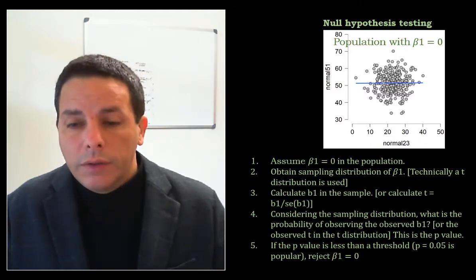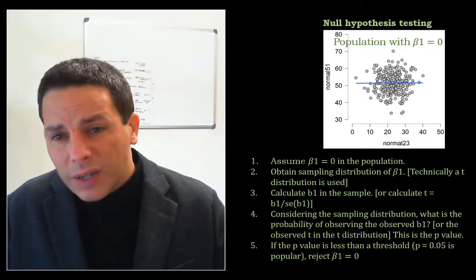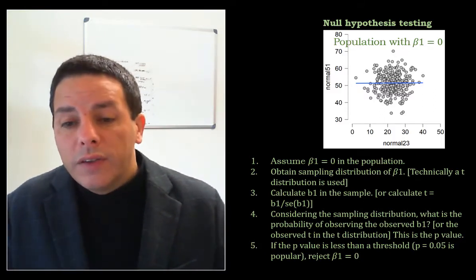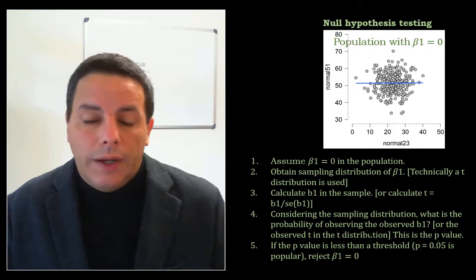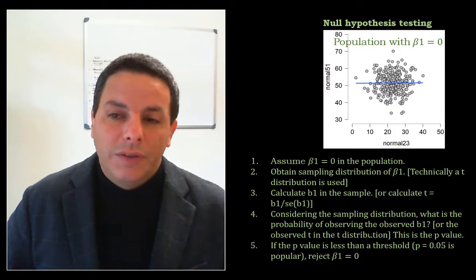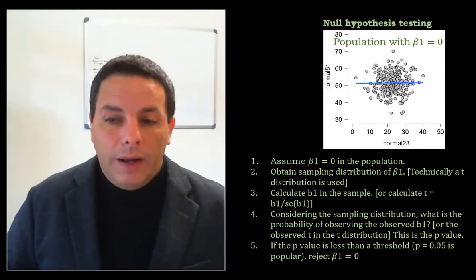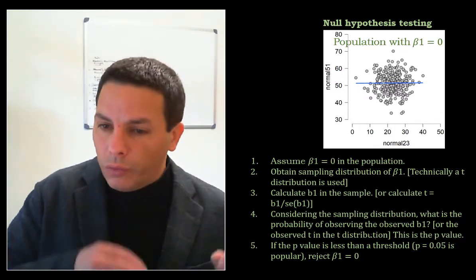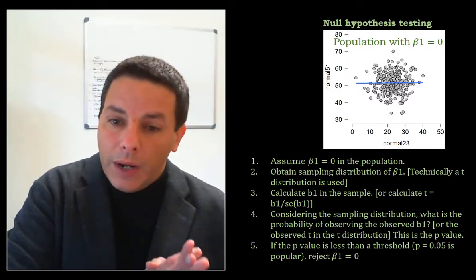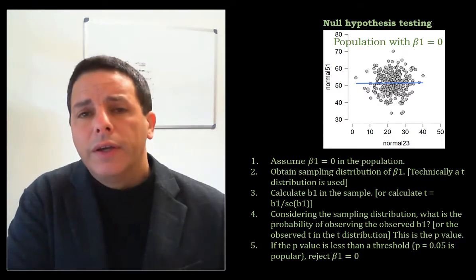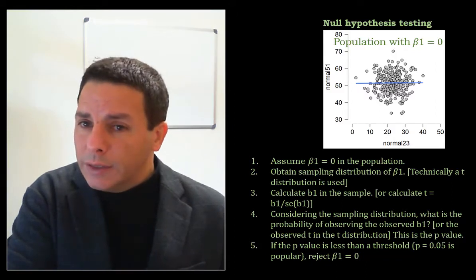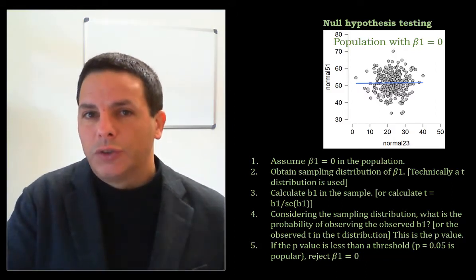And then we compare the t-score we obtain in our sample, or the B1 we obtain in our sample, with the sampling distribution; we use the t distribution as the sampling distribution. But there is nothing that stops us from building ourselves the sampling distribution of B1 and comparing the B1 we obtained with it.